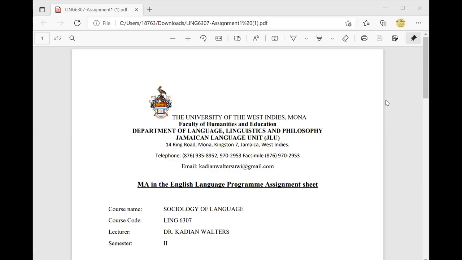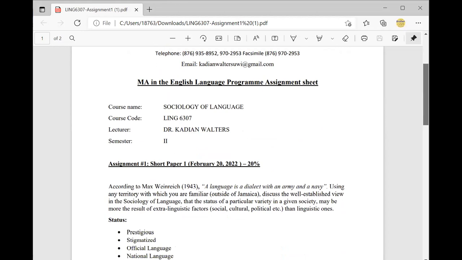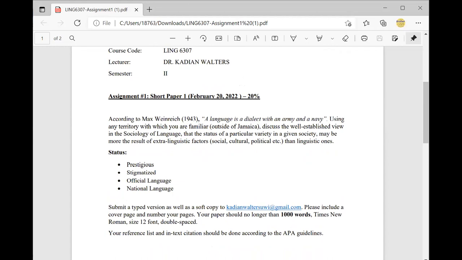So why am I not seeing it? Assignment one. Okay, here it is. Here we go. So the same phrase that we heard being discussed in the video just now: a language is a dialect with an army and a navy. It says, using any territory with which you are familiar outside of Jamaica, discuss the well-established view in the sociology of language that the status of a particular variety in a given society may be more the result of extra linguistic factors such as social, cultural and political than linguistic ones.